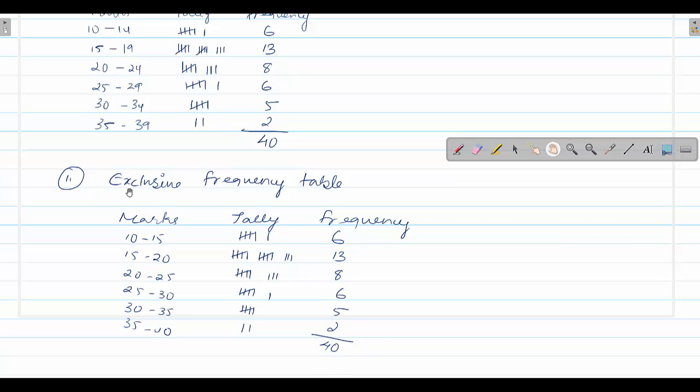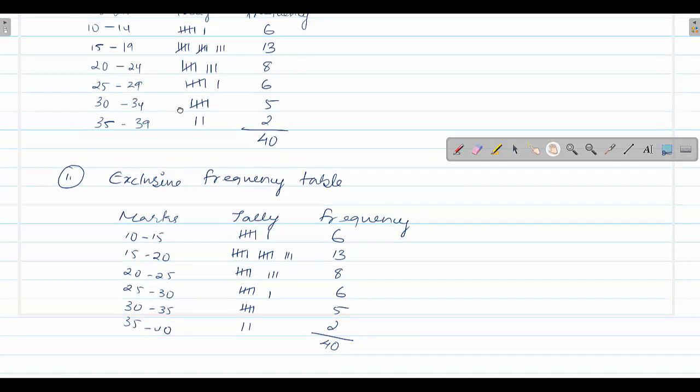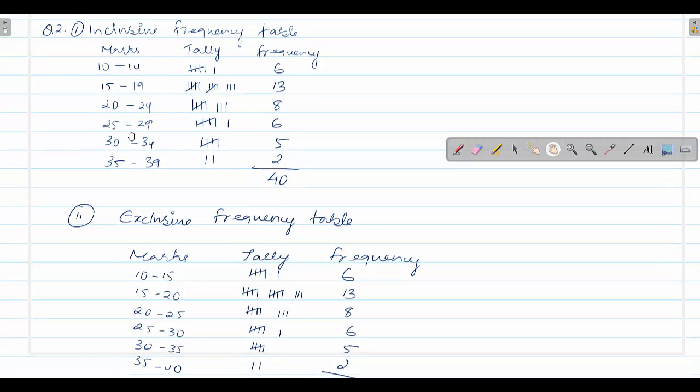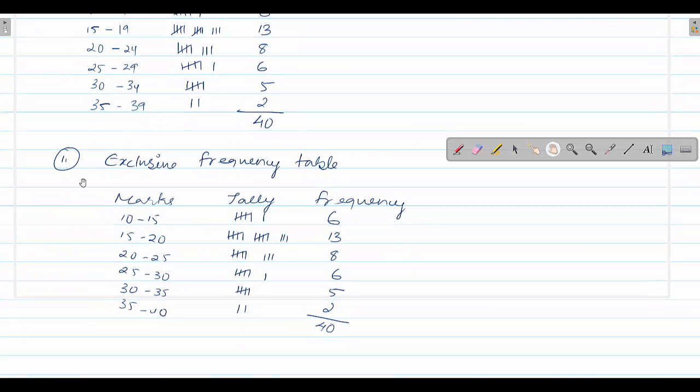Okay, so if you are asked to calculate the exclusive frequency table from this inclusive data, then you will have to subtract 0.5 here. If not, if you can directly get it from the data, you can make it like this: 10 to 15, 15 to 20, like that. So this is it for question number 2.